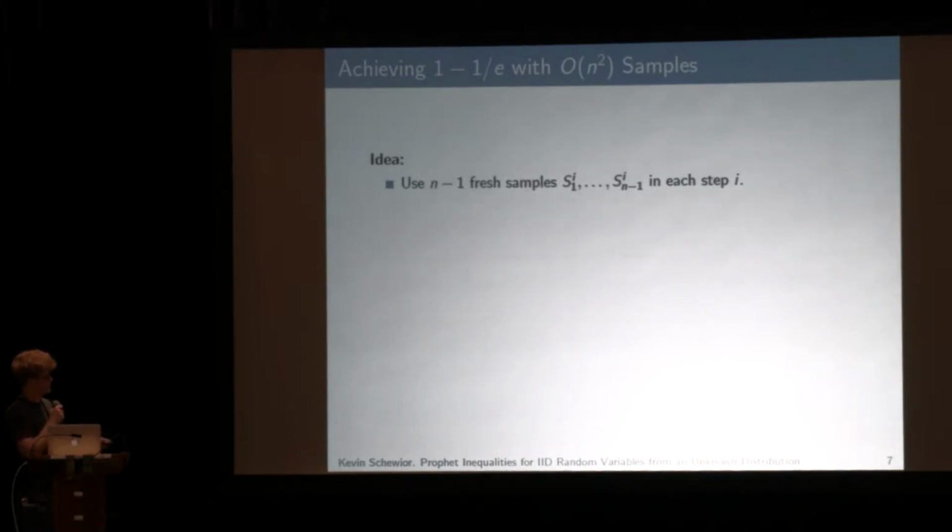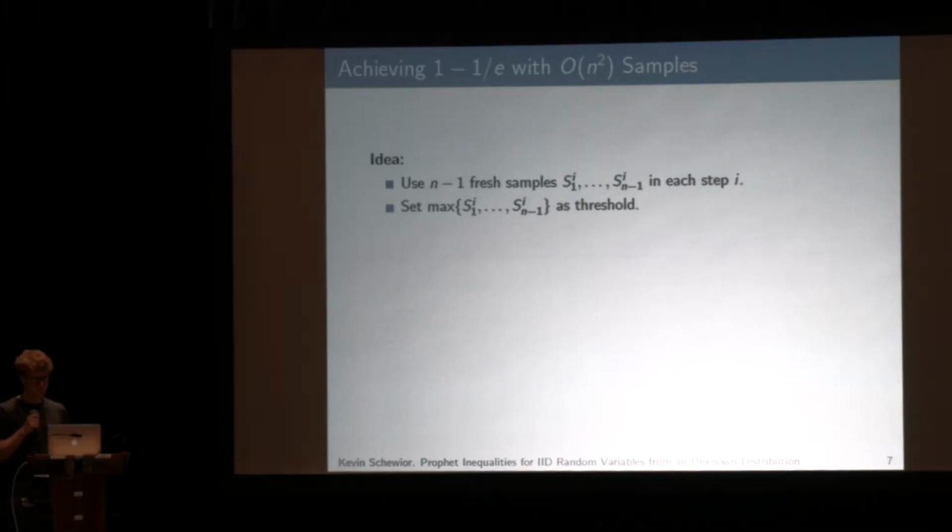Again, in the first step, we're going to use just n-1 samples. But in the next step, we're going to throw these samples away and take new ones. Then we always select these n-1 samples, and we take the maximum of them and set it as a threshold.